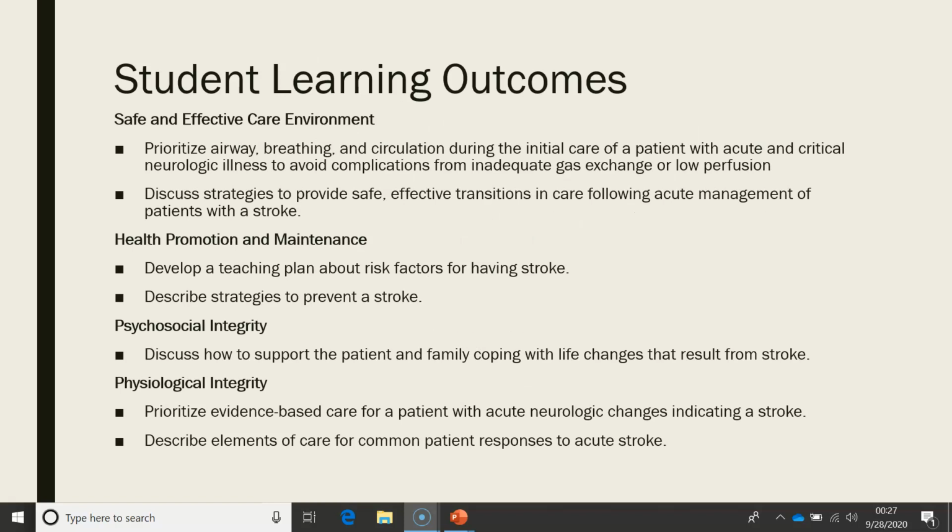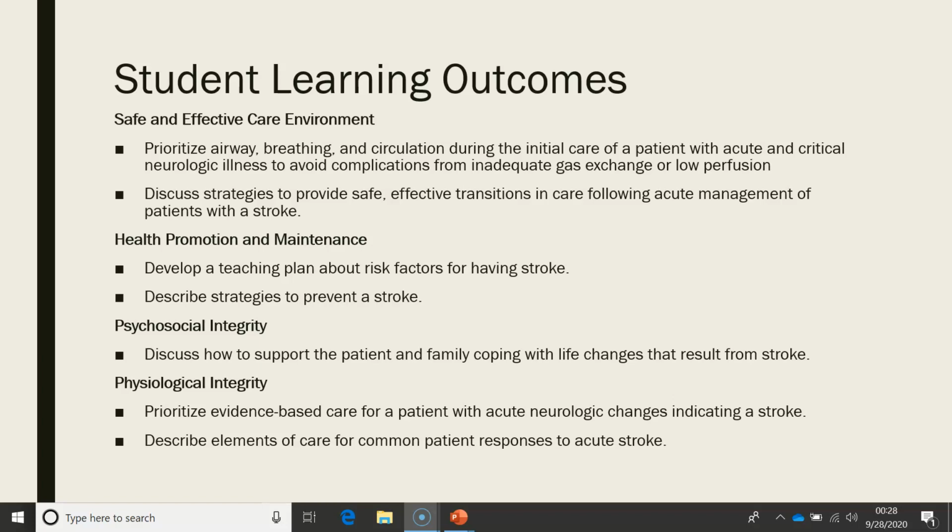Here you can see the student learning objectives. We're always going to prioritize airway, breathing, and circulation during the initial care of a patient who's in the acute or critical stage of a neurological accident. We're going to discuss strategies to provide care and effective transition in care from acute management of the patient with the stroke to long-term care.